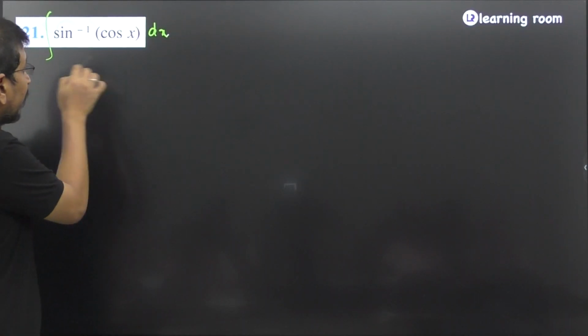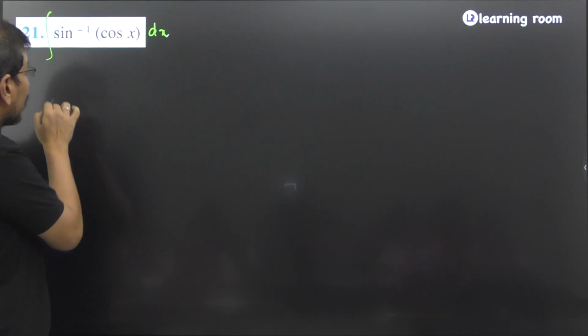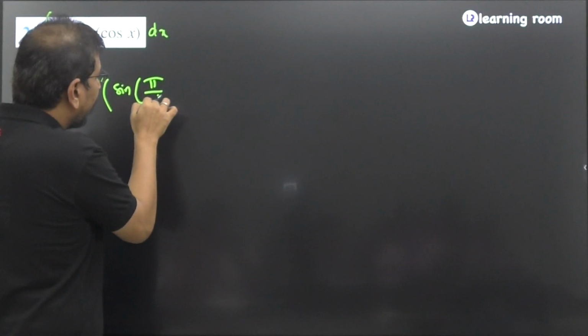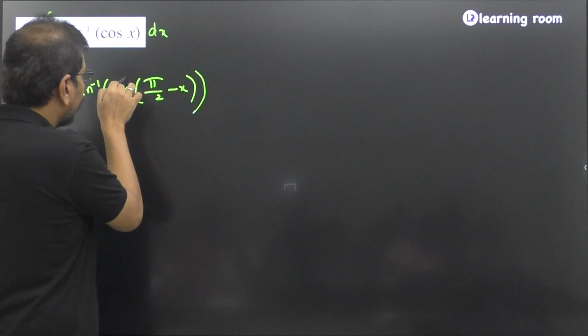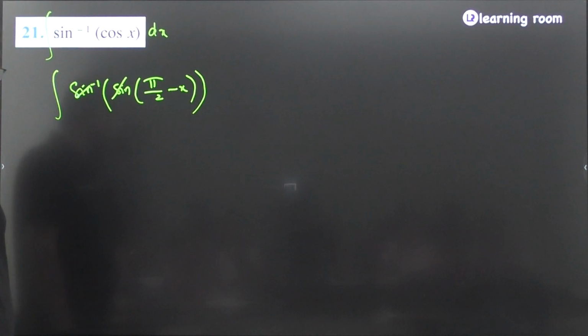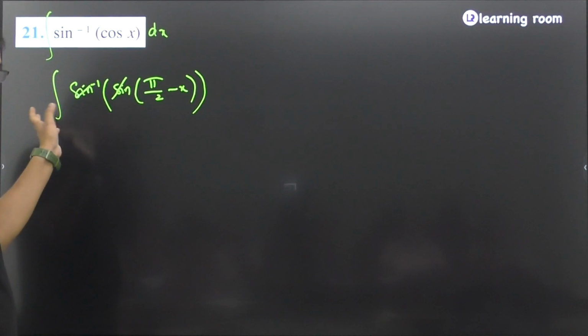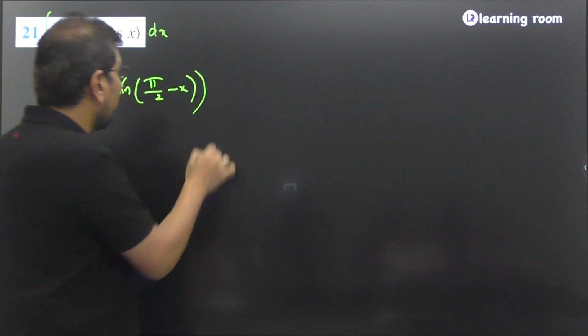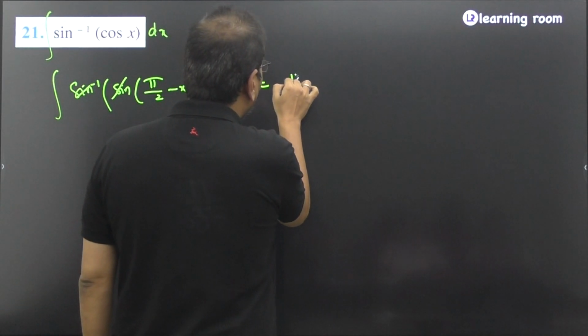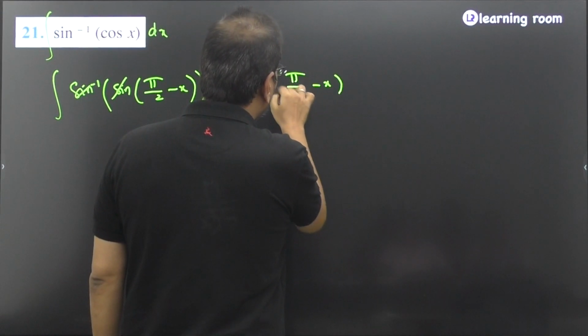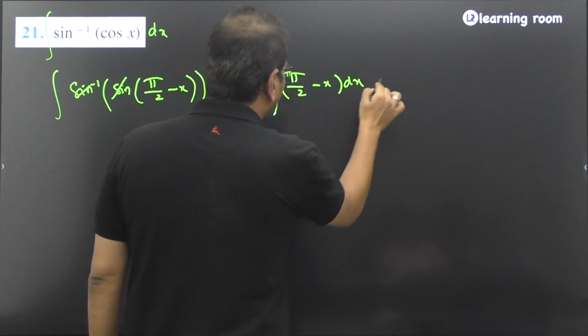So the problem is integral of sin inverse of cos x. So this will be integral of sin inverse of, what is cos x? Sine of pi by 2 minus x. So sine inverse and sine will get cancelled. It's not like they're getting cancelled, but sine inverse of sine is going to give you the angle itself. So the answer will be pi by 2 minus x times dx, and the integral of it.